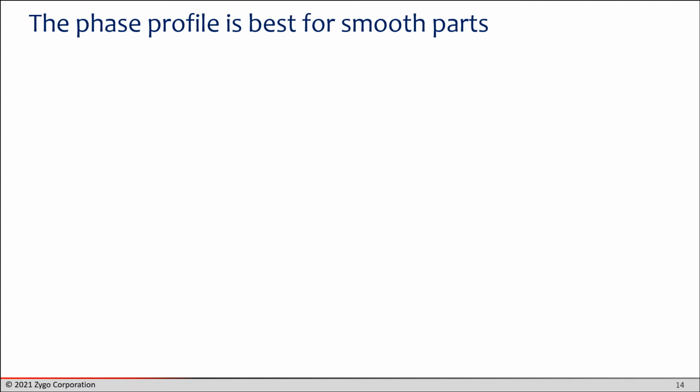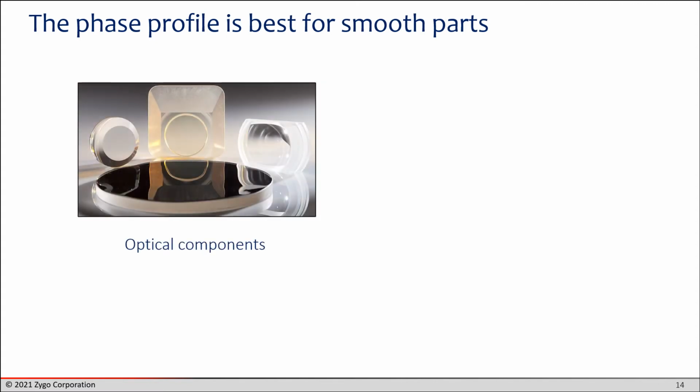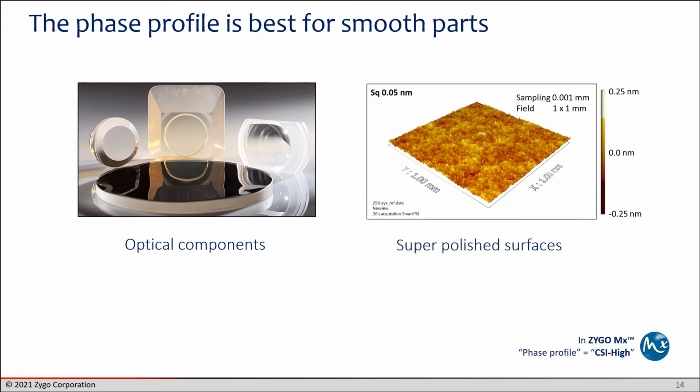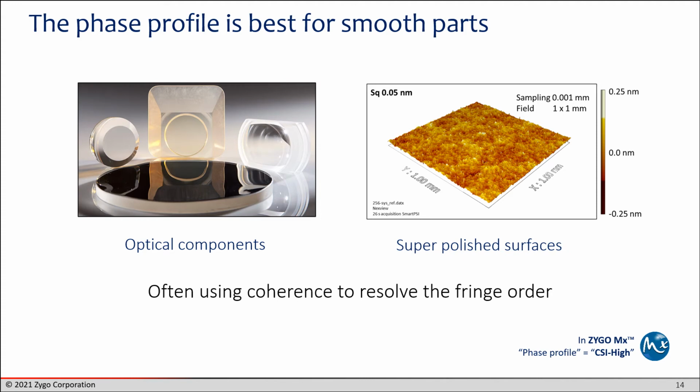If you have a smooth part, maybe it's an optical component of some kind, then you're probably better off using the phase profile. With the phase profile, you can get very low noise levels down in the tens of picometers if you've got the time to take the data and average it. And the phase information is known to be much more precise, but in interferometry, it's also known that you need to resolve the fringe order or figure out which interference phase order you have. And that is often done in CSI using the coherence information or the coherence profile.